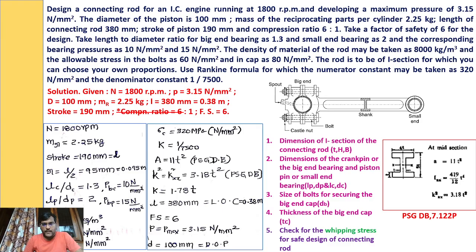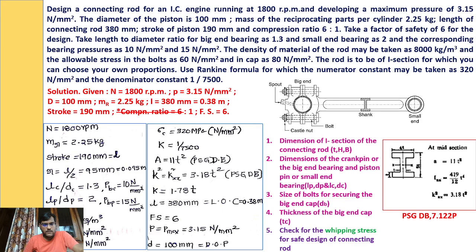Then the rod is to be of I section. This is the I section, for which you can choose your own proportions. Use Rankine formula, for which the numerator constant may be taken as 320 Newton per mm square and the denominator constant as 1 by 7500. So here they're given the numerator constant and denominator constant.